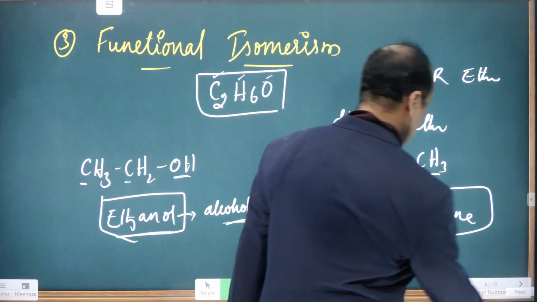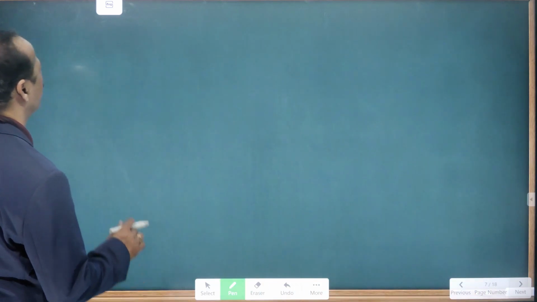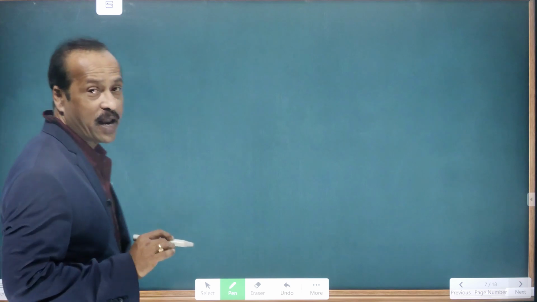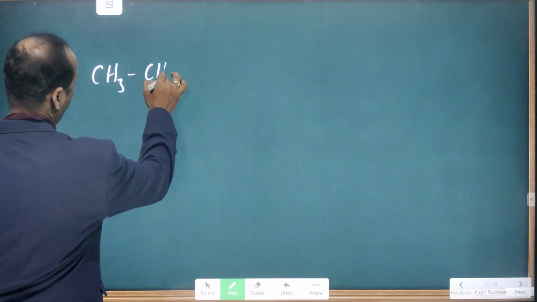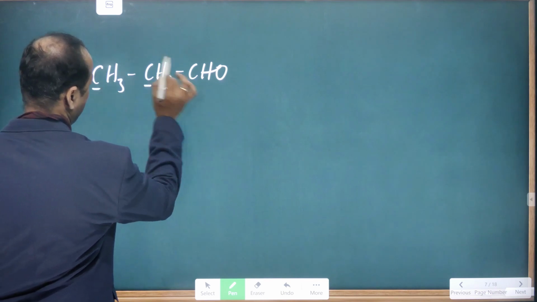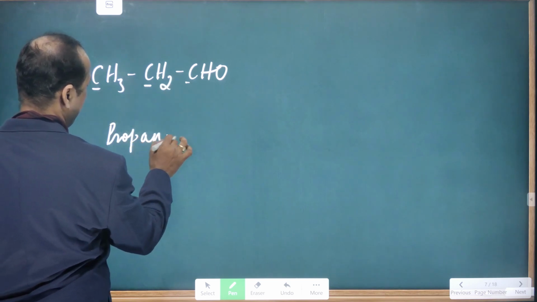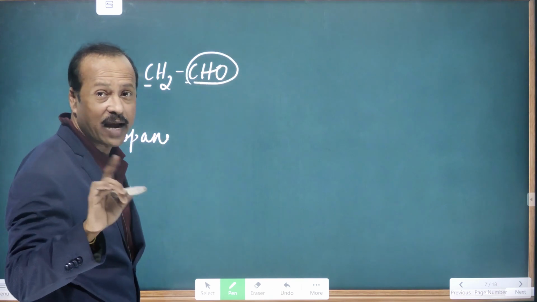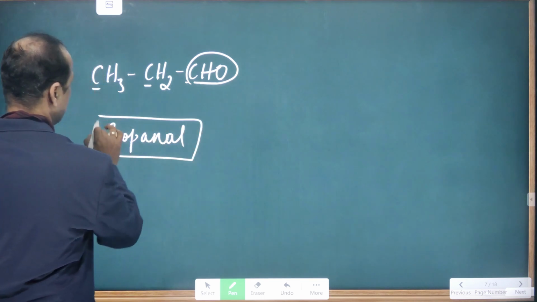We can give one more example with aldehydes and ketones. Propanal we take. What is propanal? CH3, CH2, CHO. What is the name of this one? How many carbons? 1, 2, 3 carbons. So 3 means prop. Single bonds are there, so ane. And the last CHO is there. CHO is the functional group of what? Aldehyde. For aldehyde, what is the suffix? Al. So the name of this one is propanal.